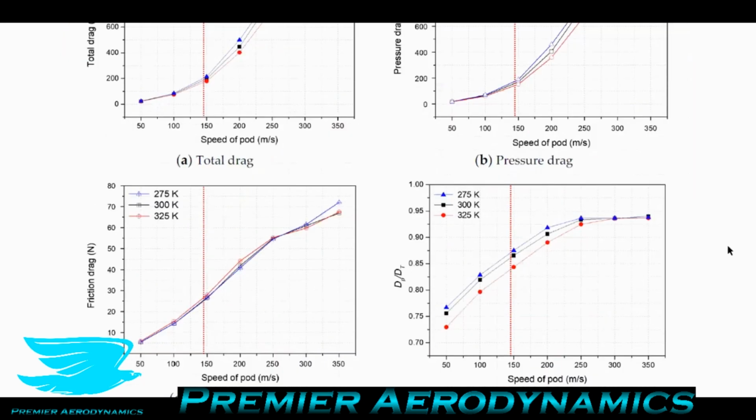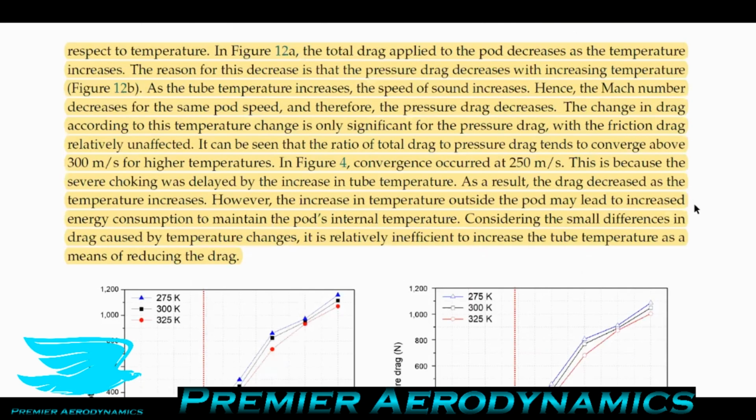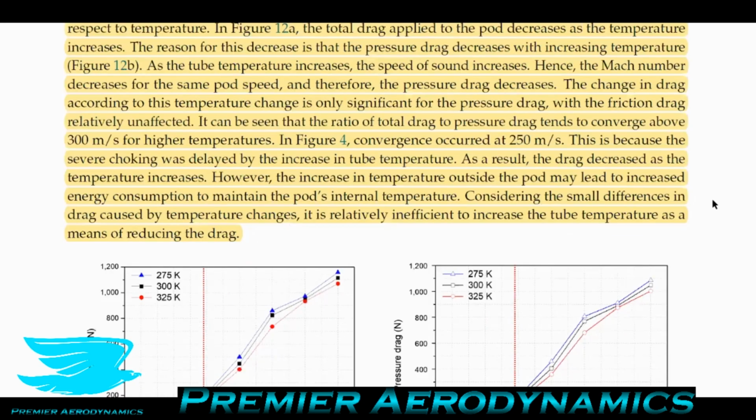So we saw this for other parameters in the first half of this podcast series. Once we got above 250 meters per second, for some reason, I'll cover it in a second, the amount of the total drag that the pressure drag makes up just plateaus to about 93% or something. And the friction drag continues to rise, though.